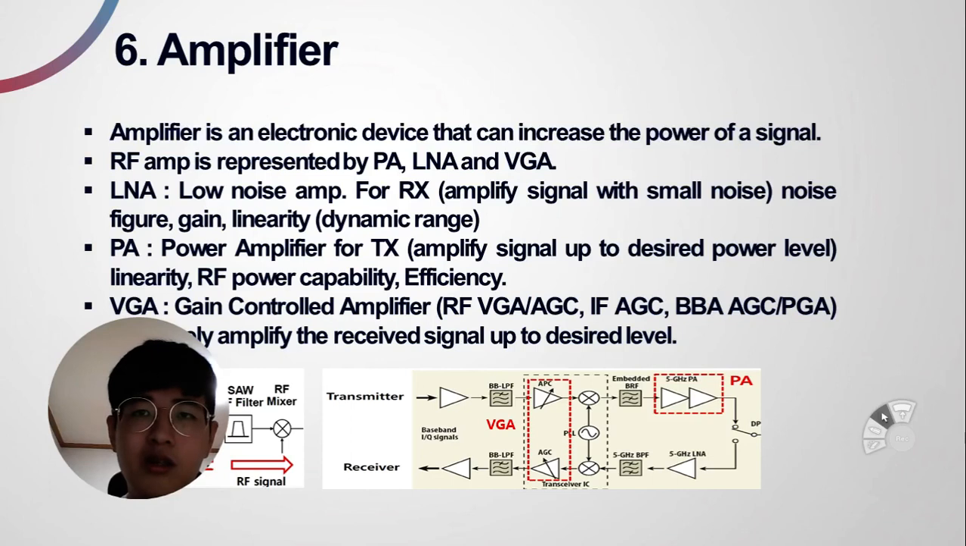When using a low noise amp at the receiving end, it is important to amplify while minimizing noise, because the signal received from the outside is very small in size and contains very dirty noise. The variable gain amplifier amplifies the signal as much as I want.